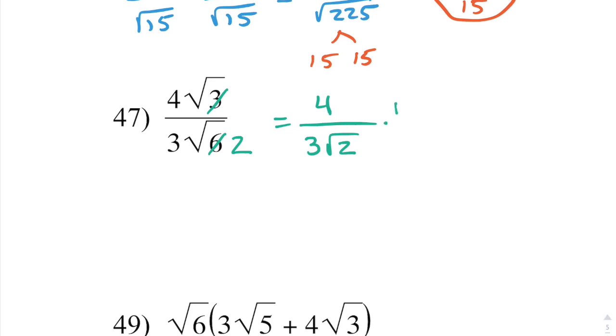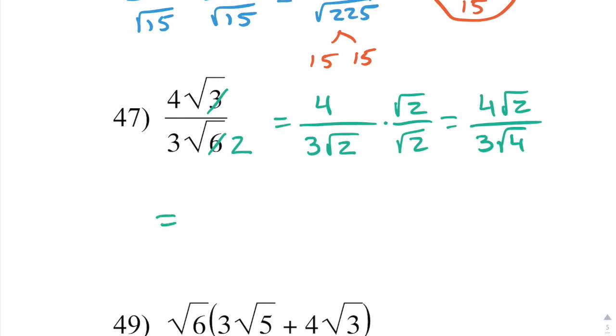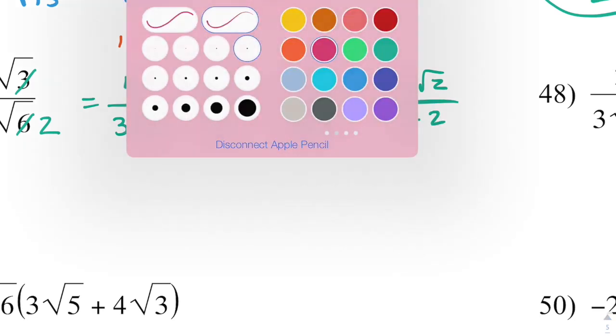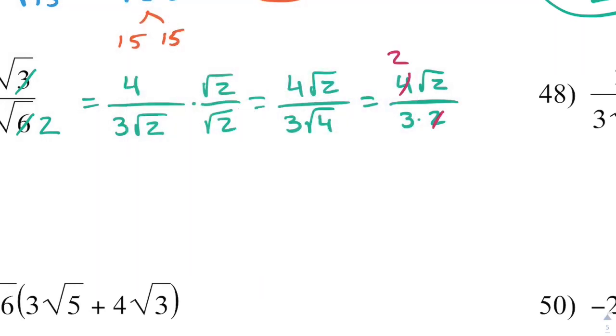And then I'm just going to multiply it and rationalize it. So I'm multiplying it by the square root of 2 over 2. So 4 square roots of 2 over 3 square roots of 4. That simplifies to, I'll put it right here, 4 square roots of 2 over 3 times 2, which ends up being 2 square roots of 2 over 3. Maybe a little easier way. So it's 2 square roots of 2 over 3.